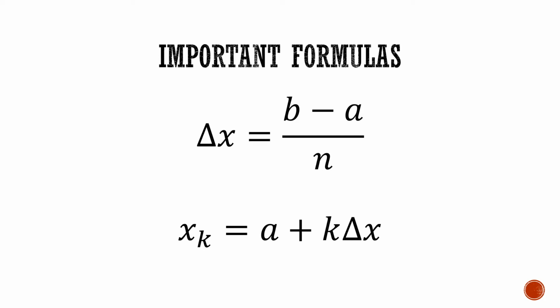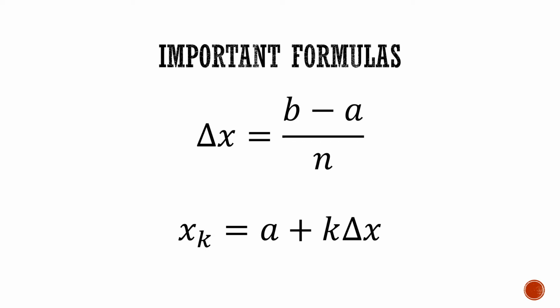The first one is delta x equals (b minus a) over n. That's basically telling you the base of each rectangle. So if you're on some interval from a to b, and they tell you how many subintervals you have, you take your interval endpoints, subtract them, so b minus a, and then divide by n, the number of subintervals. That will tell you the length of each subinterval, in other words, the base of each rectangle.